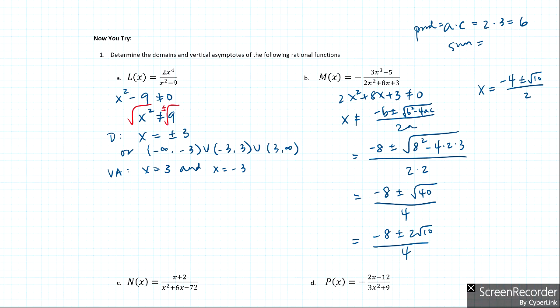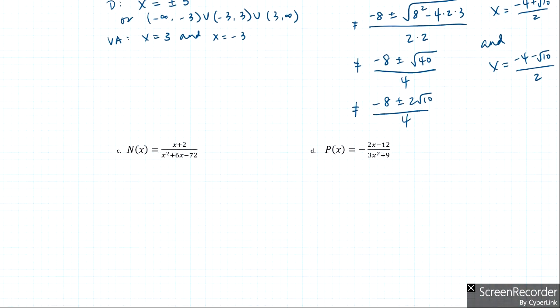Actually, x doesn't equal to these values for all of these, right? Because we want the result to be not equal to 0. So that's going to be the domain restriction. And as a result, for vertical asymptote, we would have x equals negative 4 plus root 10 over 2, and x equals negative 4 minus root 10 over 2. So these are the vertical asymptotes we get.